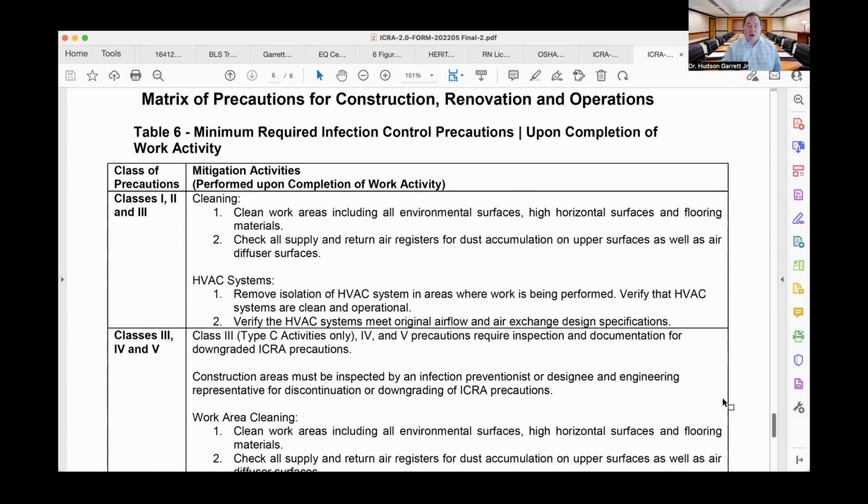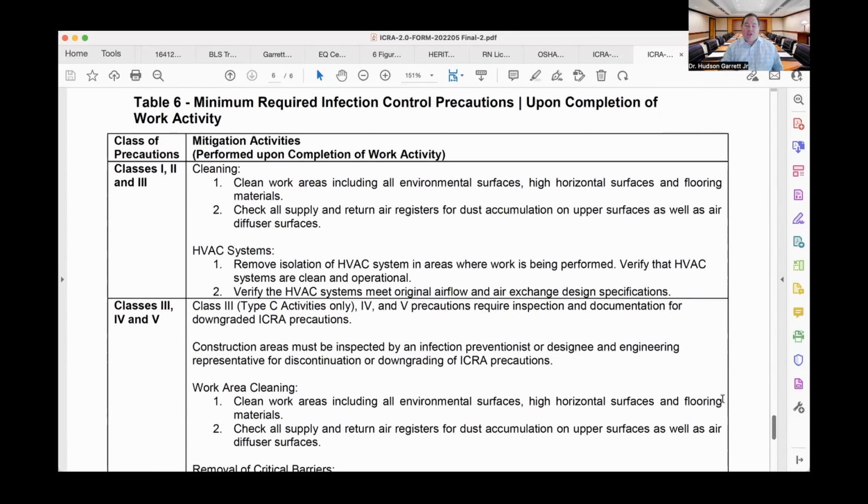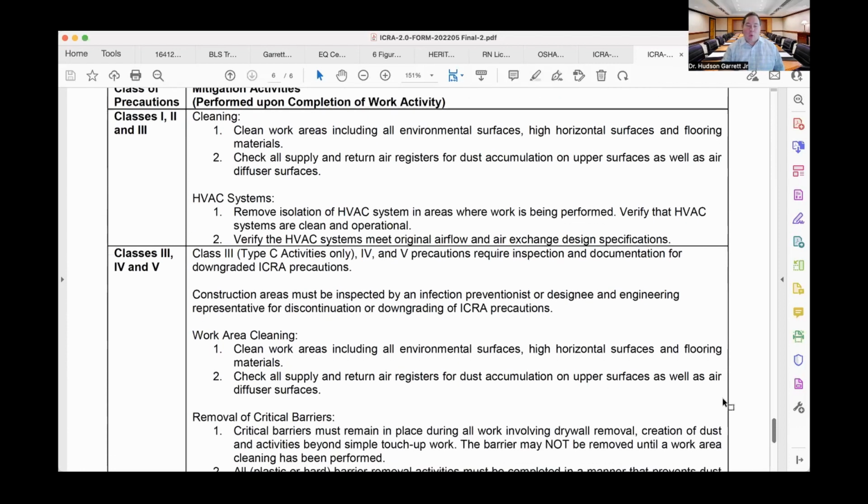If we get down here, you'll see some other risk mitigation things like for cleaning, as well as your HVAC systems. This is upon completion of the activity, right? So before we turn that area back over to the clinical team, we want to make dang sure that everything is as it should be, so that when that clinical care environment is reopened for patient care, that everything is exactly in the manner that we intend it to be. And we're going to mitigate those risks accordingly.